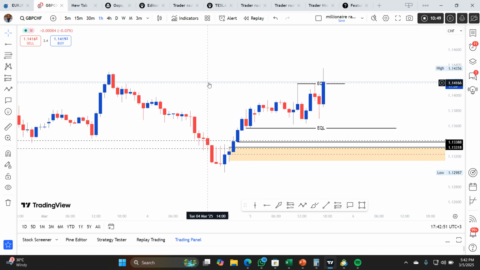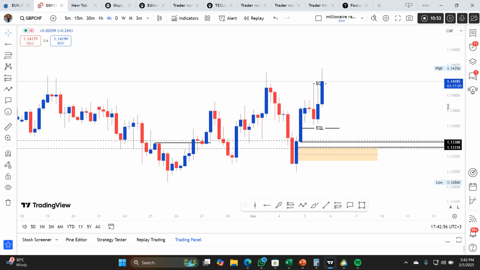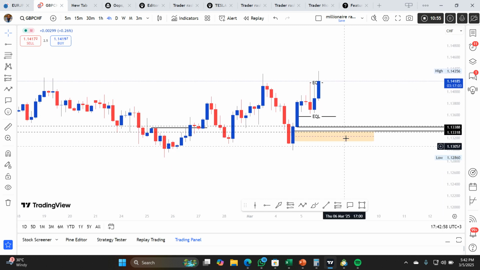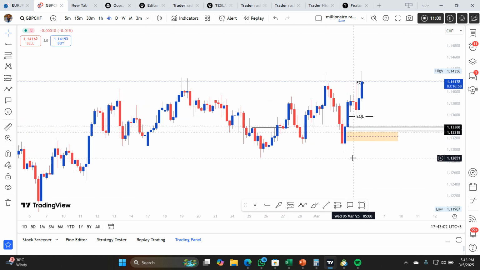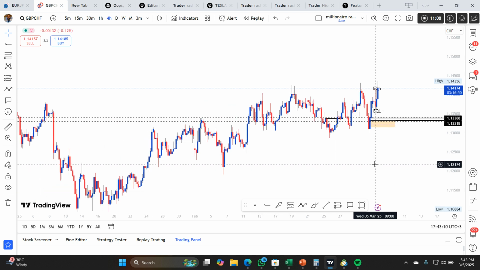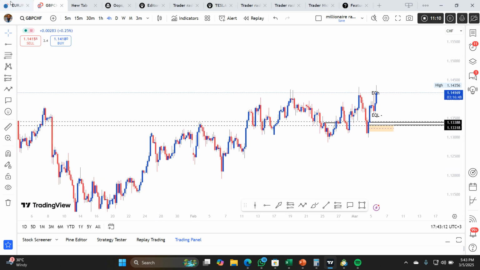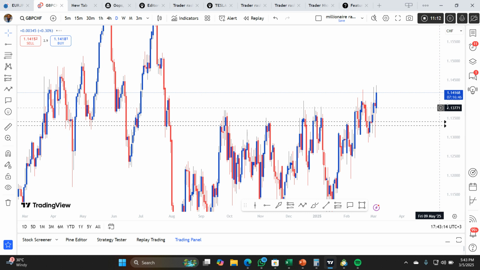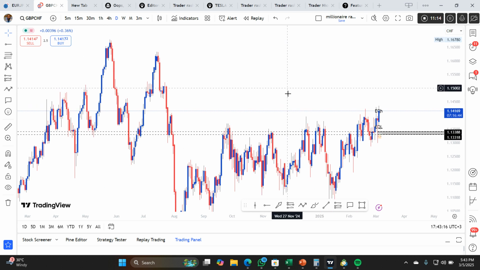For GBP CHF, one thing we were looking at is that we still have a few imbalances at the bottom where the market has not yet filled. Does it mean the market must come to that particular point? No, we're just going to keep everything very simple, because in this GBP CHF, focusing on the daily time frame, we'll be looking to see what the market will do at these particular zones.